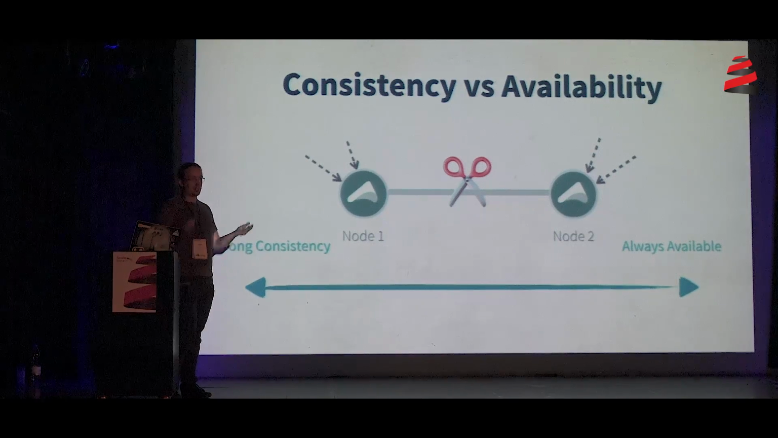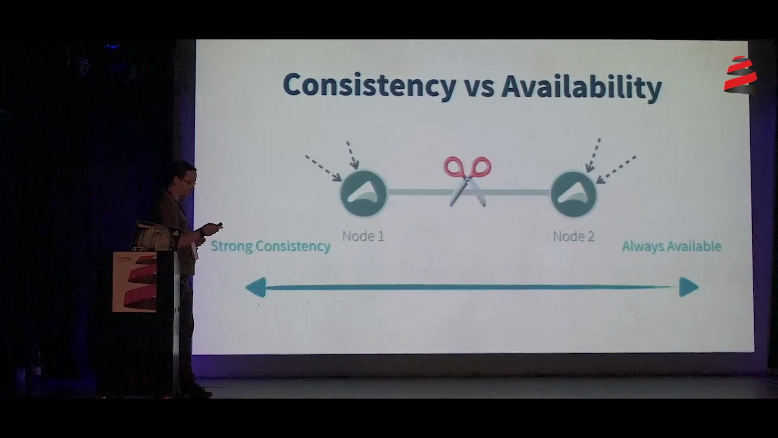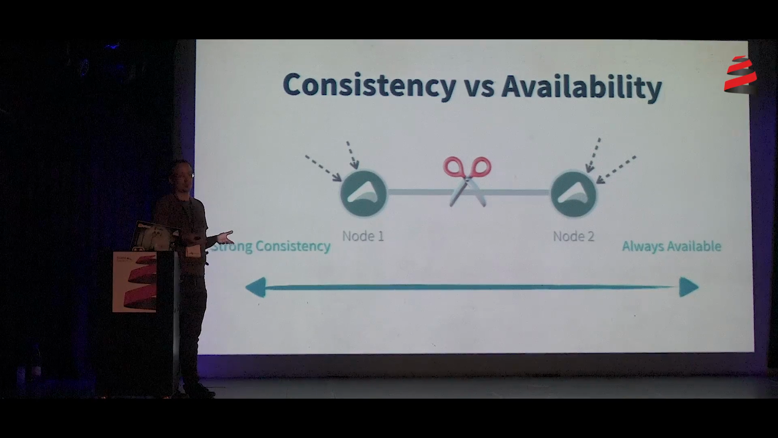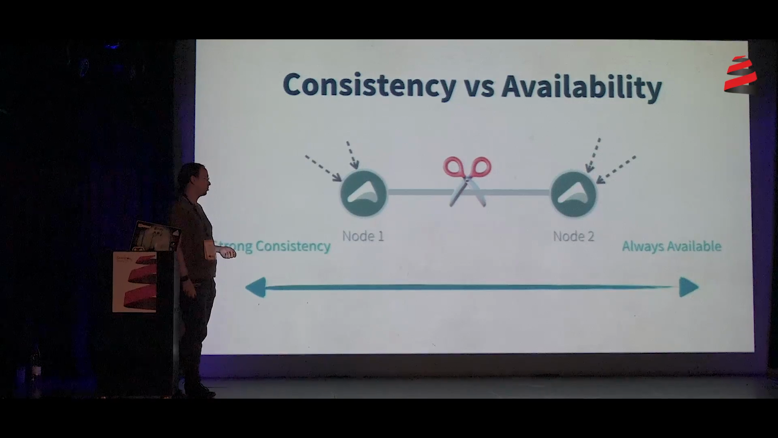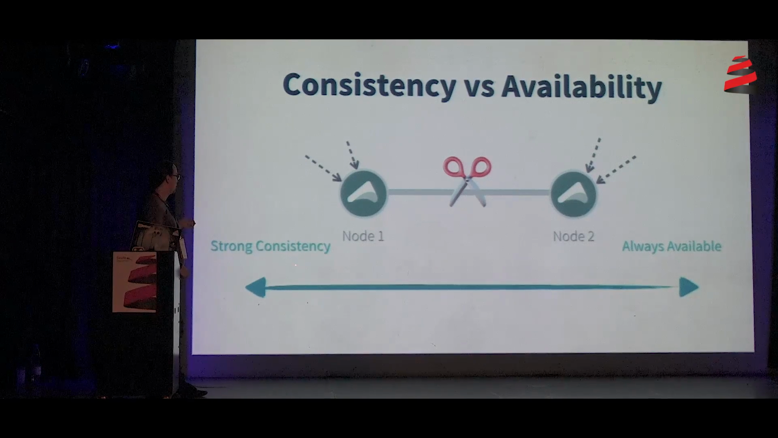So you could either accept that you're inconsistent, but be able to always accept requests, so you will always be available, or for the most part be available. Or you could guarantee that you're always consistent, that you don't base any decisions on different writes on the two sides. So instead you stop taking requests when you have this problem with the network, or partition, between your nodes.